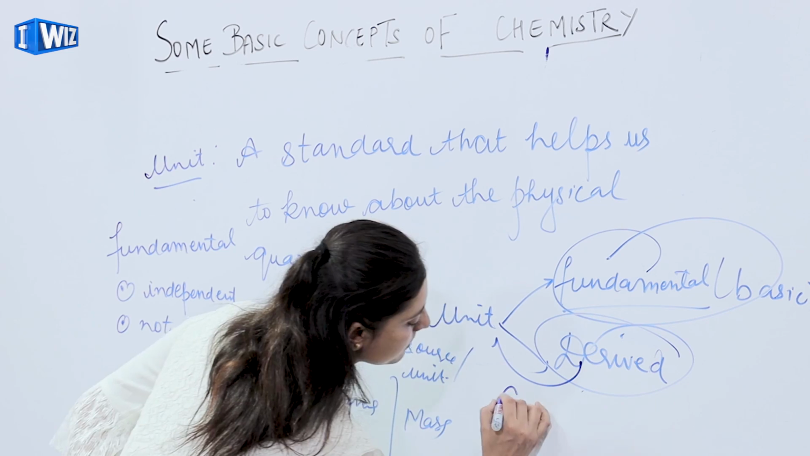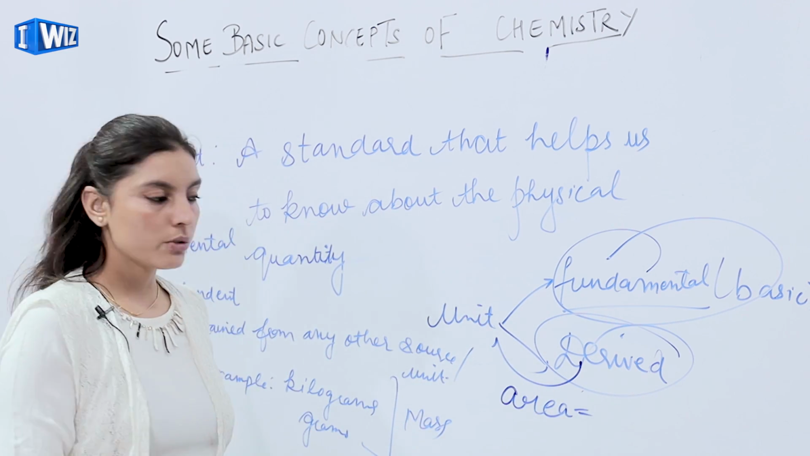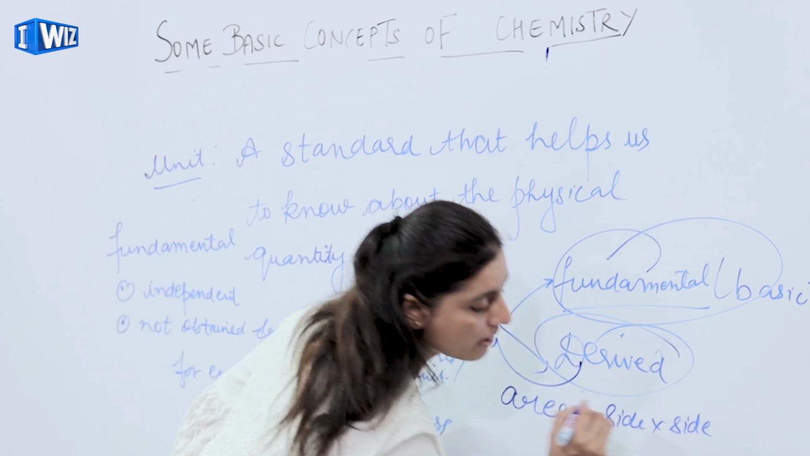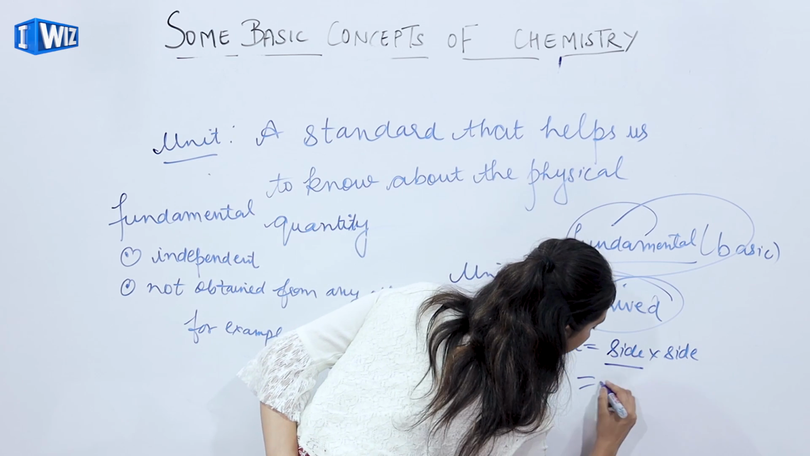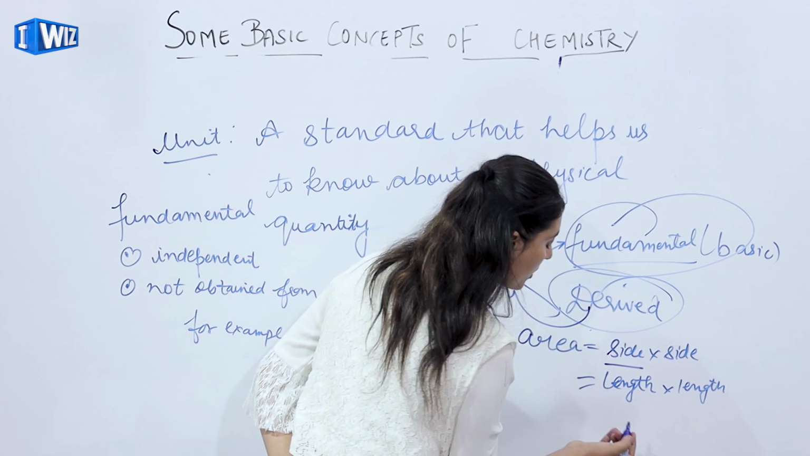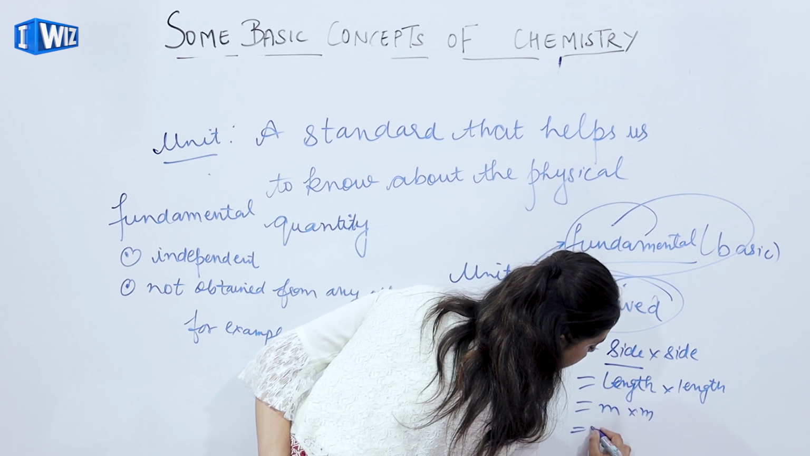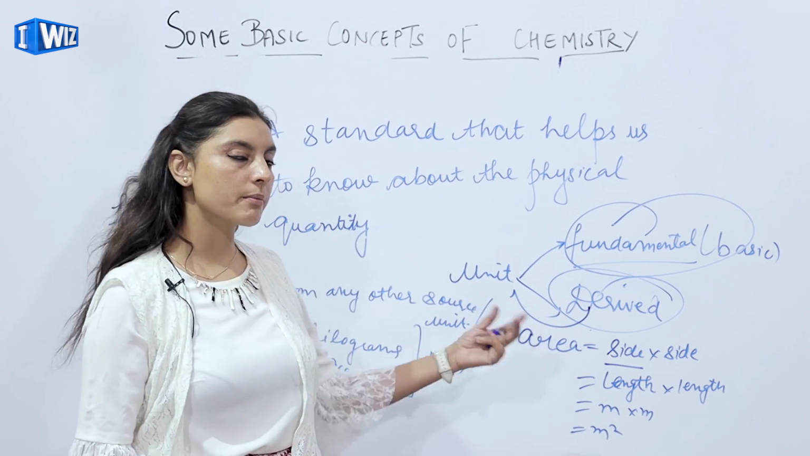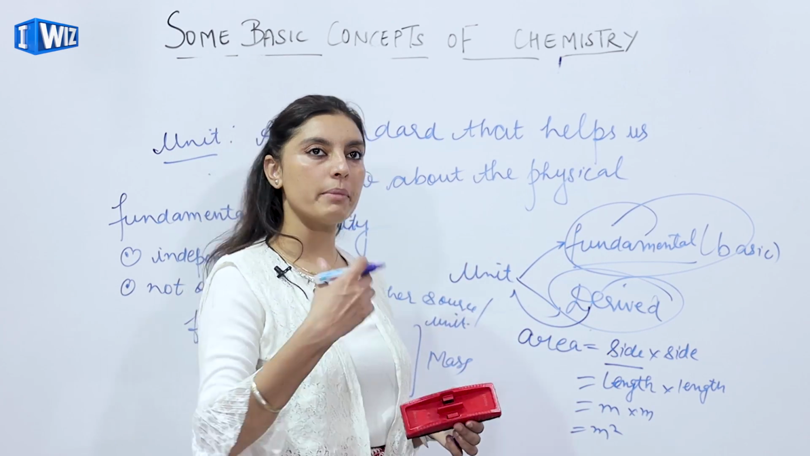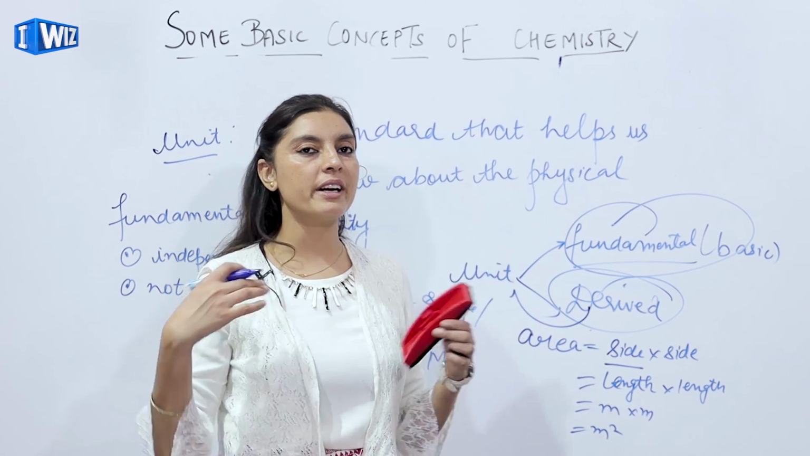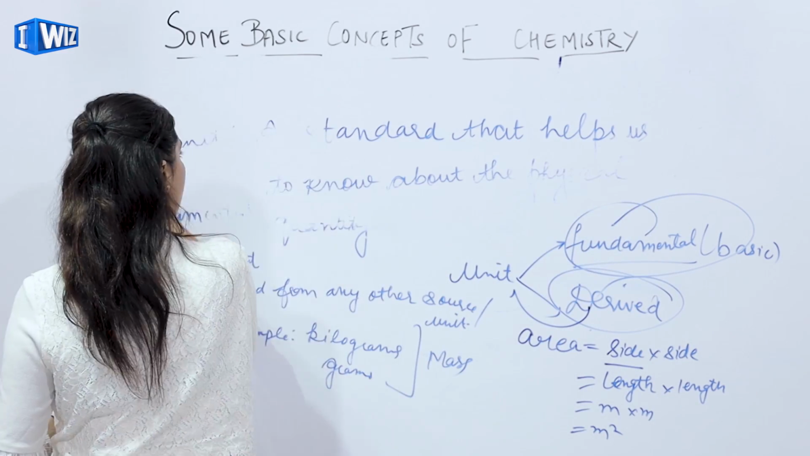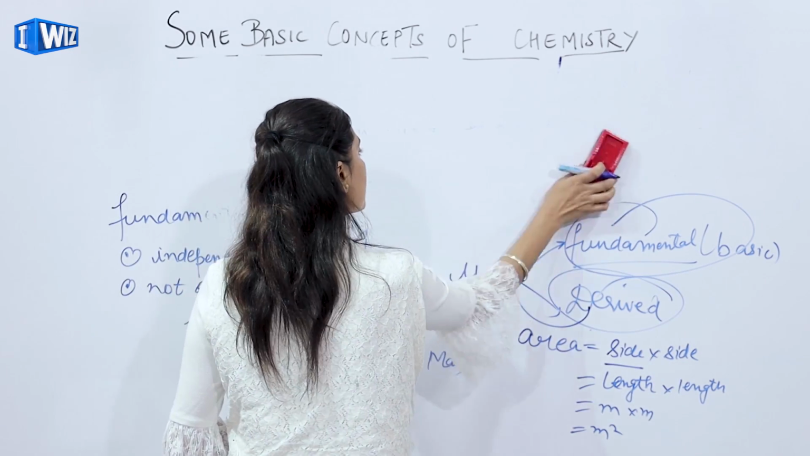For example, area. Now area, we know that it could be side square, or we could say side into side of a square, and side, if we have to measure, it will be in length. Fine. And if I talk about the unit of length, it could be meter, so the unit of area is square meter. So when I talk about derived units, it means it's not a fundamental or basic unit. It is derived from a combination. It could be multiplication or addition, subtraction, anything. It's obtained from it. For example, let's talk about force. Now force is mass into acceleration.